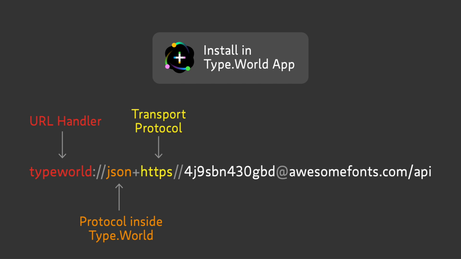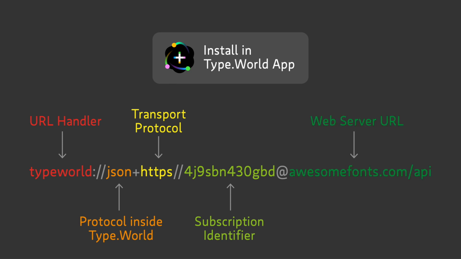Next comes the transport protocol, HTTPS, which provides securely encrypted traffic. Note that the transport protocol doesn't contain a colon before the two slashes here because any link is only allowed to carry one :// sequence, which the resource handler at the beginning already uses. The subscription ID uniquely identifies you as a user with the Foundry through an anonymous string. This is how the web server knows which fonts to offer to you. And finally, the URL of the so-called API endpoint that generates the JSON responses on request.